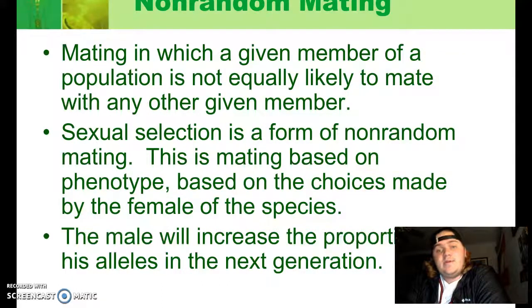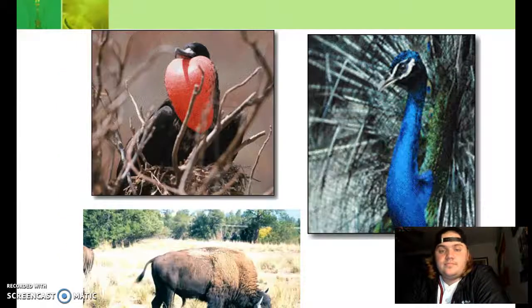Non-random mating is when a given member of a population is not equally likely to mate with any other given member. Simple as it sounds, it's just natural selection in that aspect, it's not the same opportunity for each to mate. Sexual selection is a form of non-random mating. This is mating based on phenotype, based on choices made by the female of the species. The male will increase the proportion of his alleles in the next generation. That's just a perk for males.